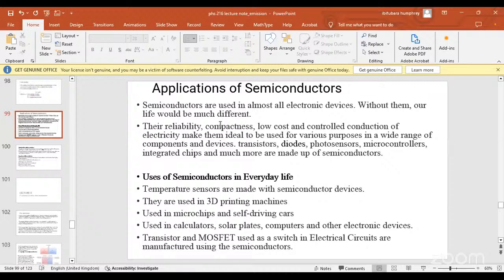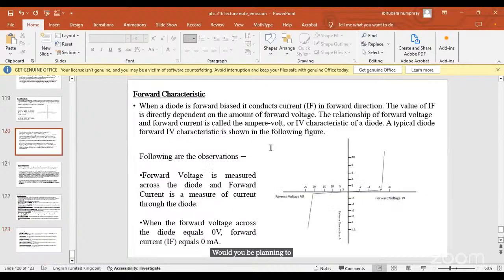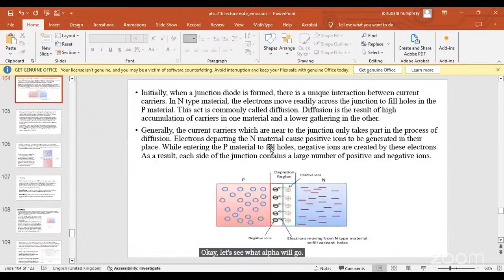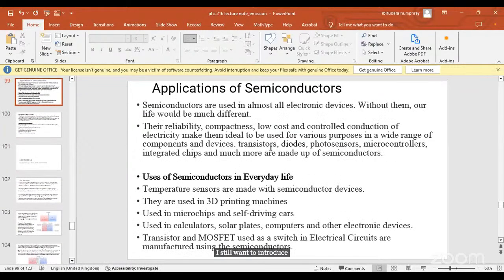Let's look at some applications of semiconductors, and we'll end the class here for today. By next week, we should be planning to, let's see how far we'll go. I still want to introduce some calculations on semiconductors. And notice that it's not in the slide.